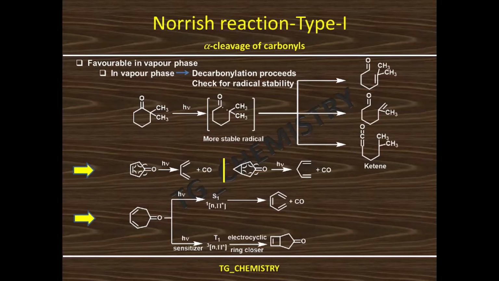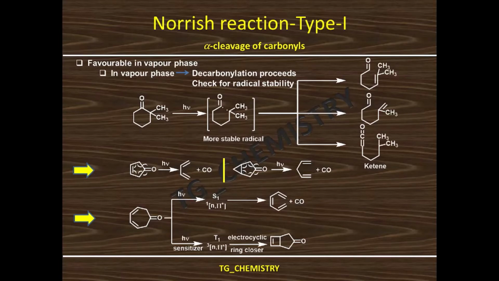From the alpha position of the carbonyl radical, it can abstract hydrogen from there, and if it does so, it leads to a ketene. Or the other radical, at the other terminal carbon, can abstract hydrogen from the adjacent carbon centers, from the methyl groups. If it does so, we will get a terminal olefin. If it abstracts hydrogen from the other alpha carbon, it will lead to a more substituted double bond. So these are three possible products from the more stable radical, as you can see over here.